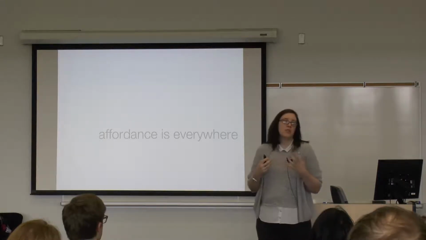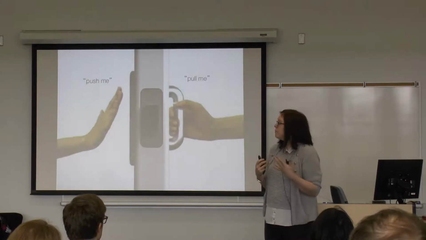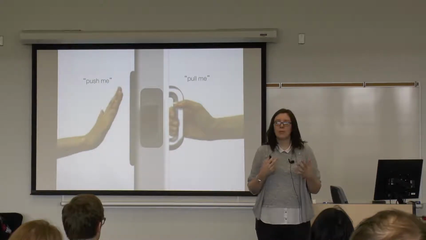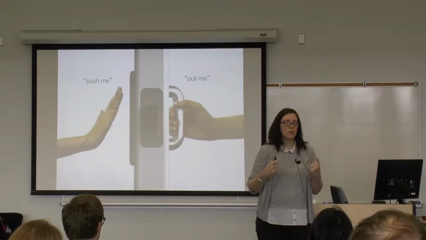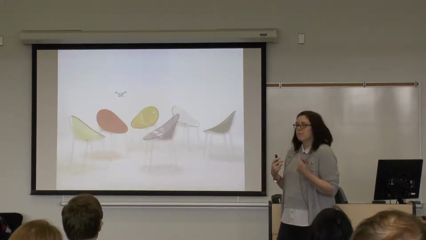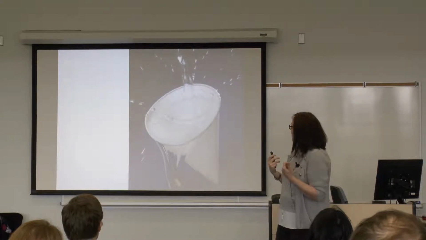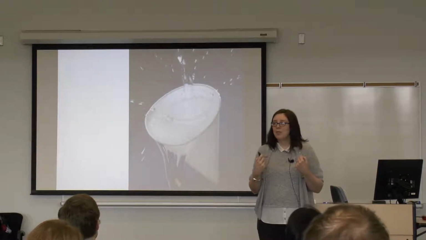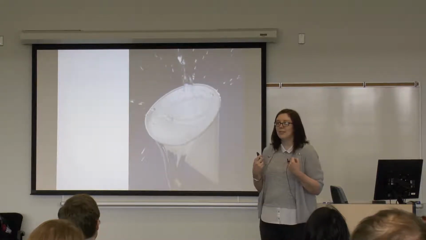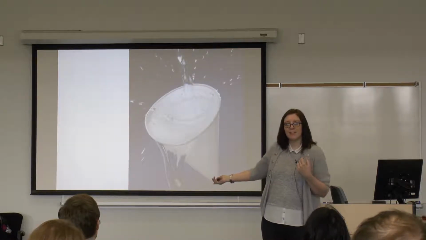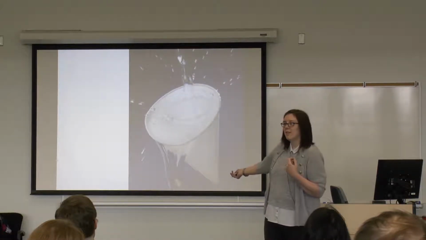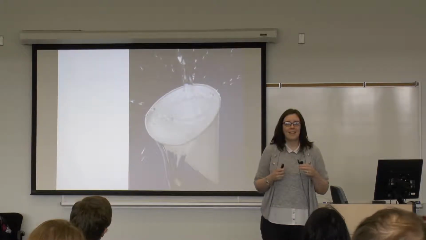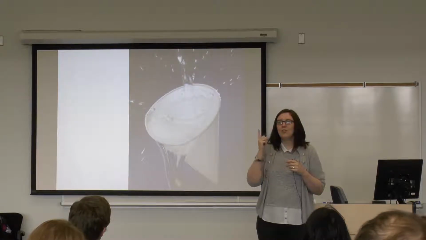So affordance is pretty much everywhere around us. For example, doors, handles. You can figure out what kind of action you should do. You should push or pull. Chairs to sit. And I have this one. This is a strange one. This is a plastic cup. Can anybody guess why it's like that? Why it has a conic bottom? Any idea? To hold it. To hold it, but what can you not do with it?